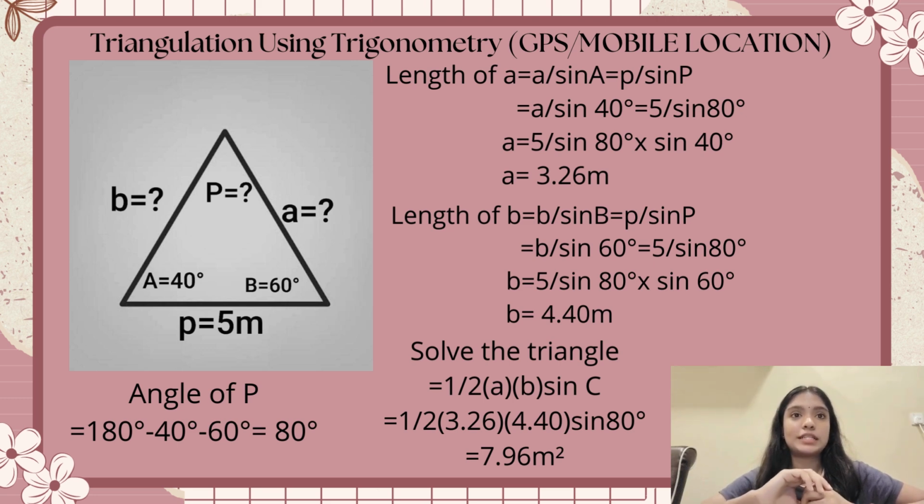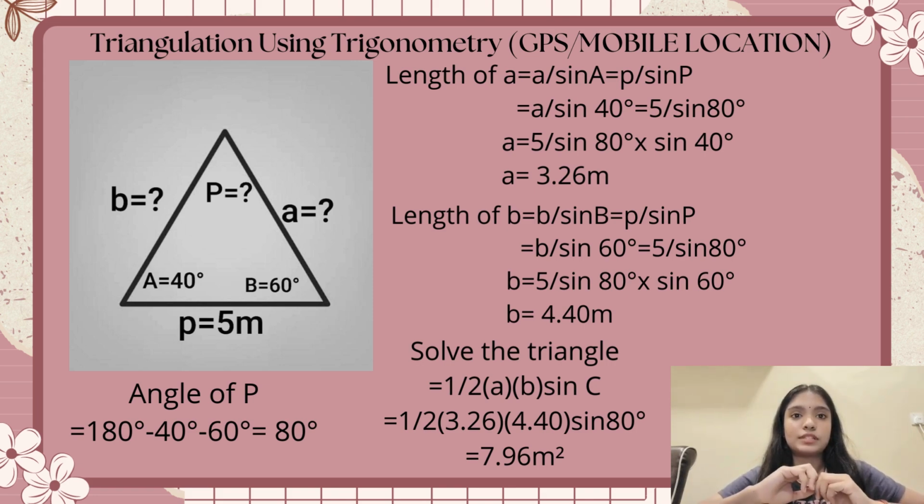So here is an example calculation for triangulation using trigonometry like GPS or mobile location. They have given the angles of A and B, and the angle of P we need to find. The lengths of A and B we also need to find, and they have given the length of P, which is 5 meters. A means tower A, B means tower B, and P is the phone.